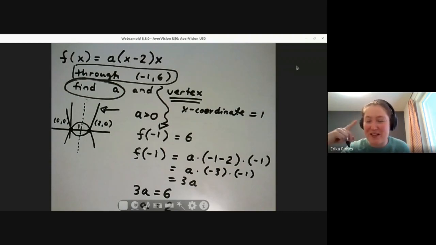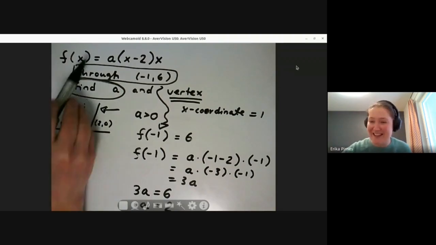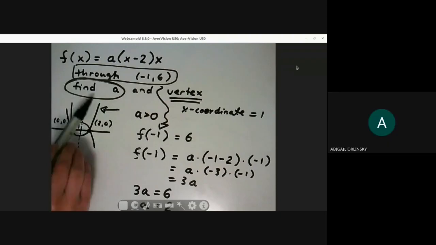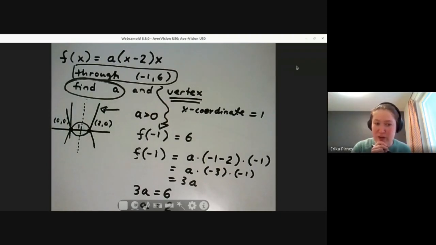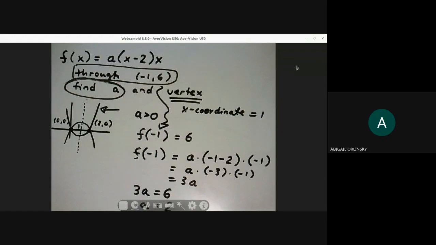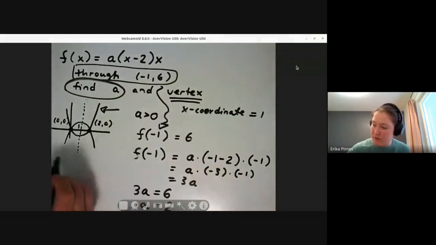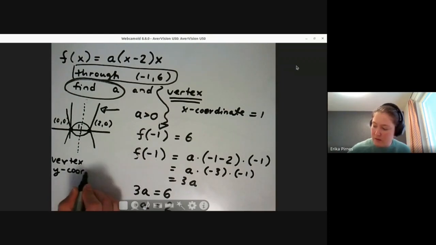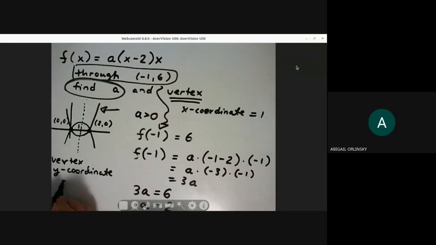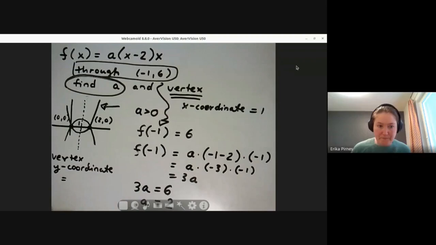Very good point. And that's also one thing to do. Go back. Did I actually solve the problem? Because we did find a, but what do we have to do next to find the vertex? I'm not sure. So now we have the x coordinate for the vertex. The y coordinate will be what? Also 1? It looks like it could be, sure. But how do we figure it out?